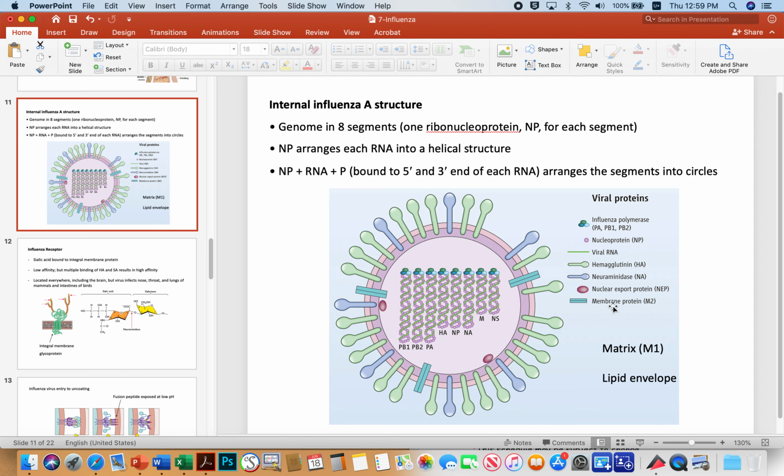And so again, you can see the types of features here. So here's the polymerase complex, as I already mentioned, the nuclear protein complex, the viral RNA that makes up each of these segments, the hemagglutinin, the neuraminidase, little nuclear export proteins, and then these extra little membrane proteins referred to as M2, which I'll describe. And then there's matrix proteins, this purple layer here, and then the lipid envelope, which is this layer here.